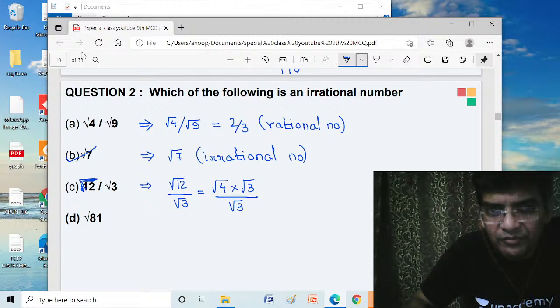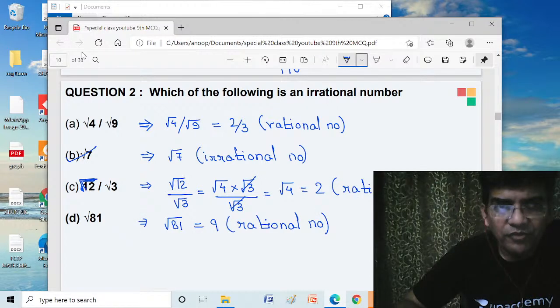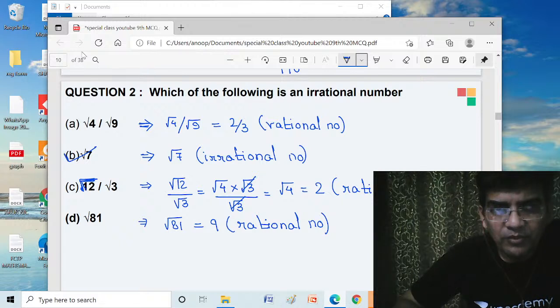Now coming to root 81. So straight away you can write root 81 as 9. That is again a rational number. So in the question they have asked us, of these four, which one is an irrational number? So the second one is an irrational number.